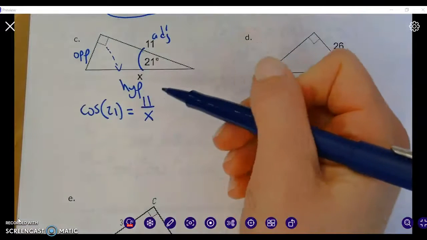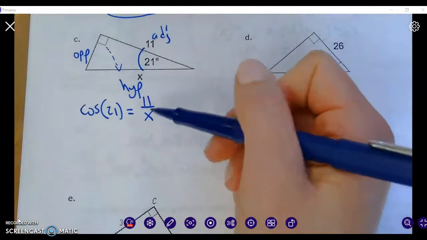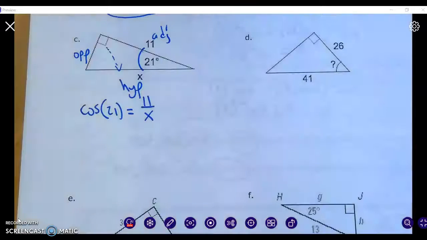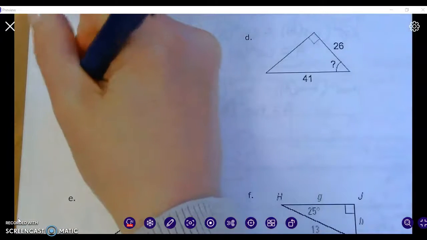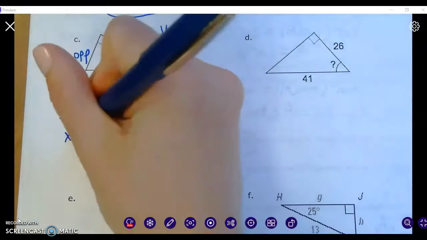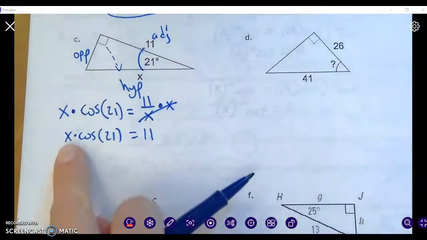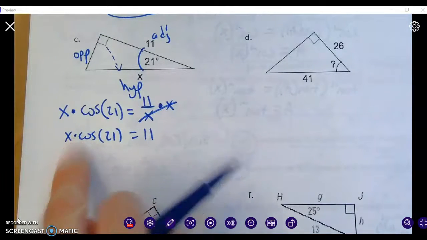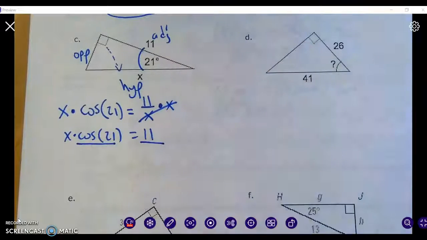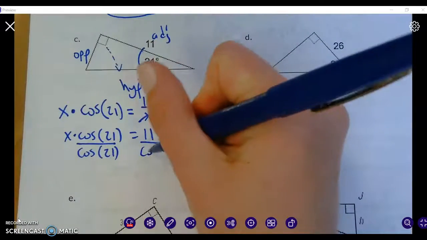Okay, adjacent has to go on top, which is 11. Hypotenuse has to go on the bottom, which is x. I saw that was another common mistake, you guys flipped your fraction. On this one, there's one additional step because x is not by itself yet. We're not ready for the calculator. So to undo this multiplication, use the opposite, which is division. You're dividing both sides by cosine of 21.